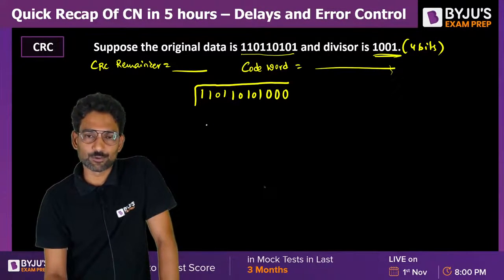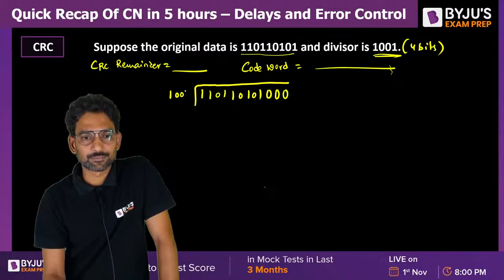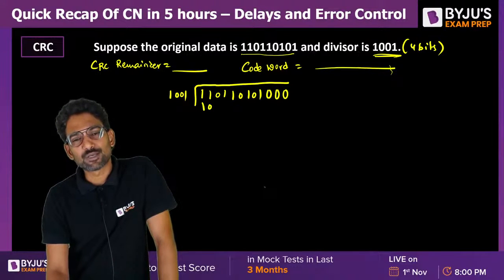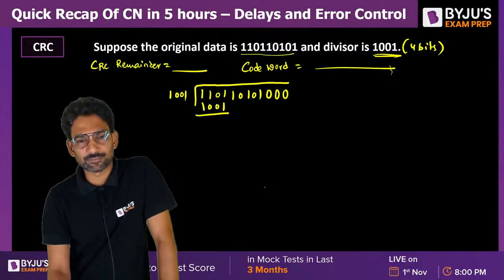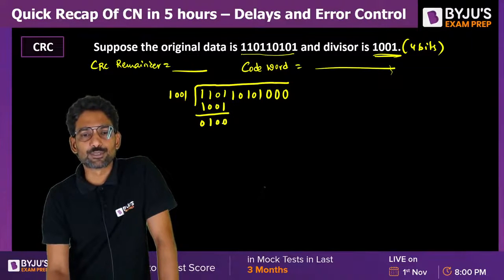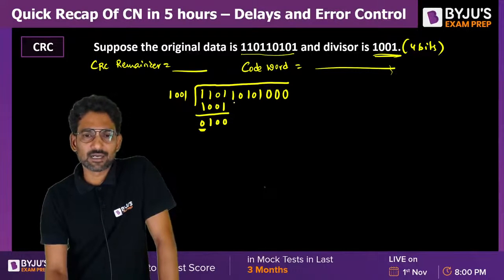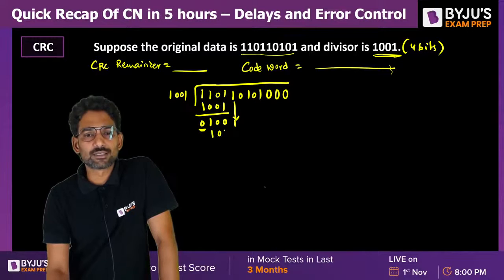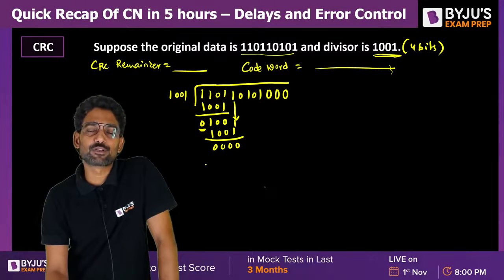Okay, 3 zeros. Start division. Division means what you have to do? It is actually XOR operation. So do XOR 0 1 0 0. When the MSB is 0, you shift left. Means you can say simply neglect and borrow the next bit from the dividend. 1001. We got all zeros when you do XOR.